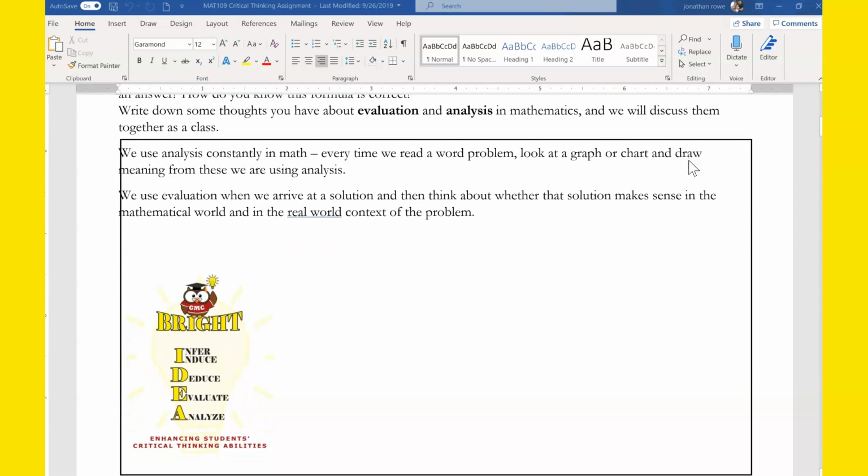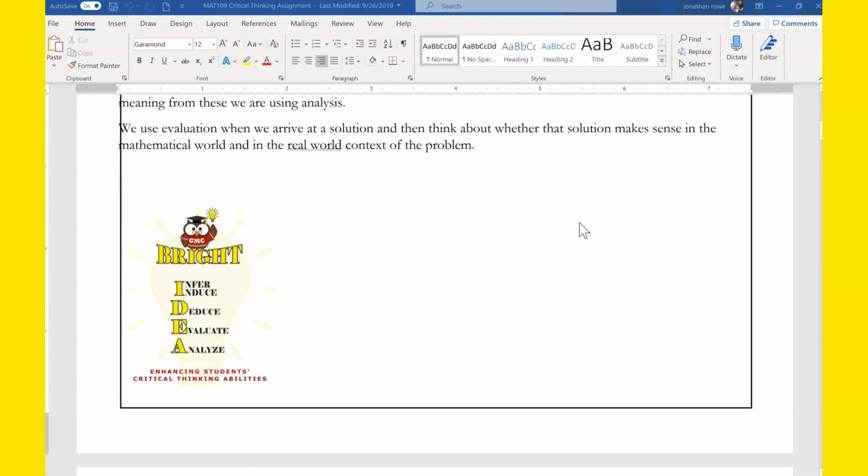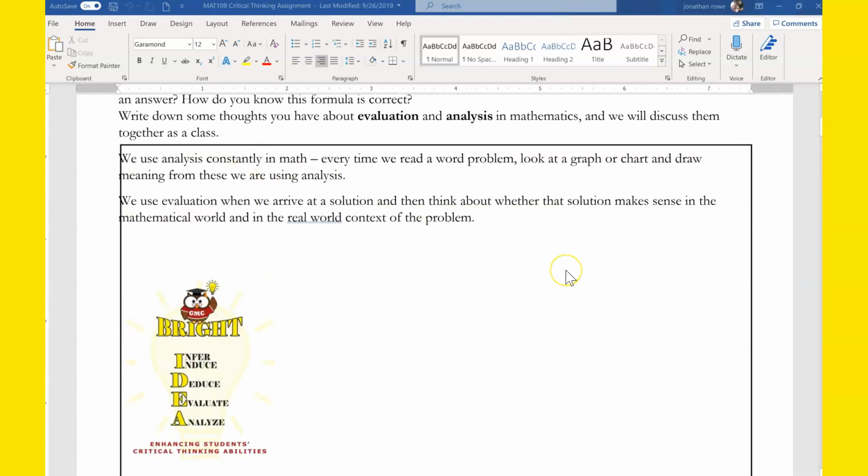All right. Write down some thoughts you have about evaluation and analysis in mathematics, and we will discuss them together as a class. I went ahead and filled this out. All you have to do is write down exactly what I have right here. We use analysis constantly in math. Every time we read a word problem, look at a graph or chart, or draw meaning from these things, we're using analysis. We use evaluation when we arrive at a solution and then think about whether that solution makes sense in the mathematical world and in the real world context of the problem. So if you want to reword that in your own words, that's fine. Or if you just want to use exactly what I've said here, feel free to do that. Just put your answer in this box on that document.